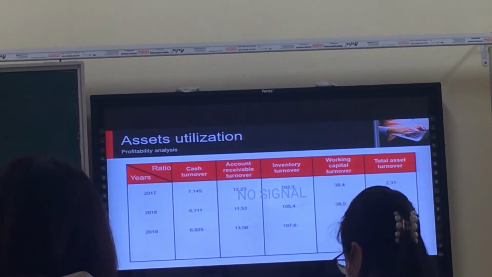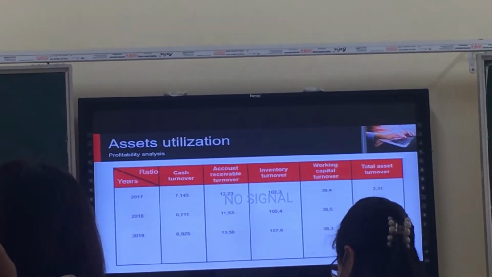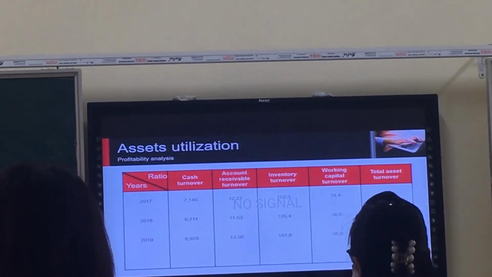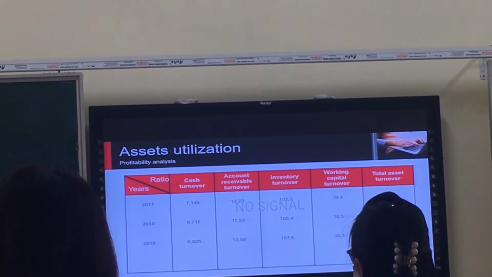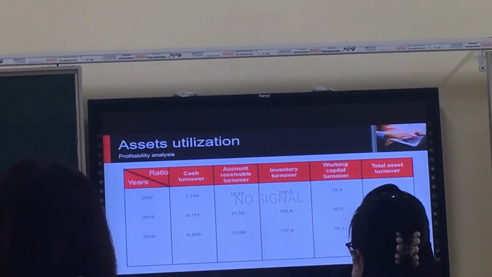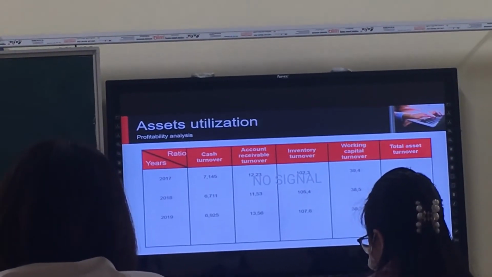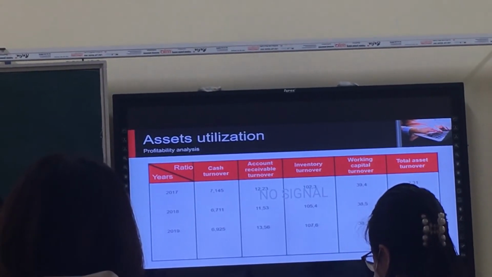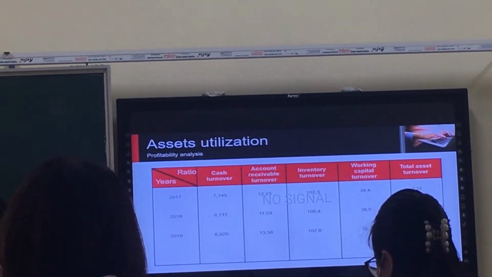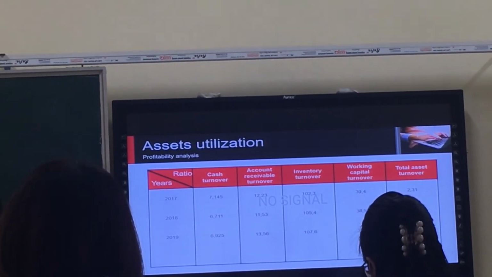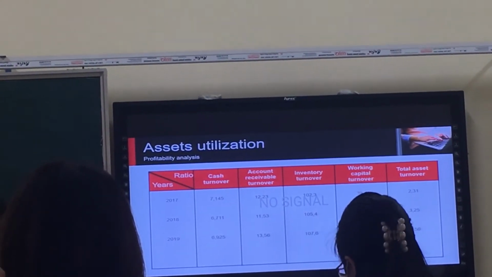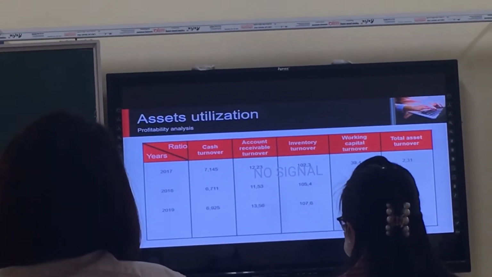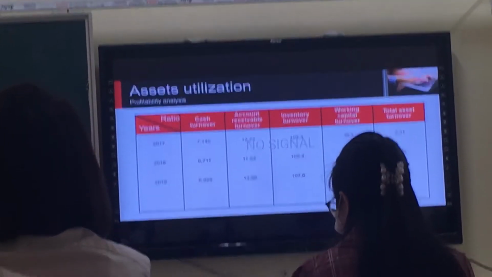And here are the asset utilization ratios. The cash turnover decreased from 2017 to 2019, and it means that our company is shortening its use of cash. About the second indicator, account receivable turnover increased. So it's a really safe indicator for our company. And the next is the inventory turnover. It's really high, higher and higher. So it shows that we manage inventory effectively.